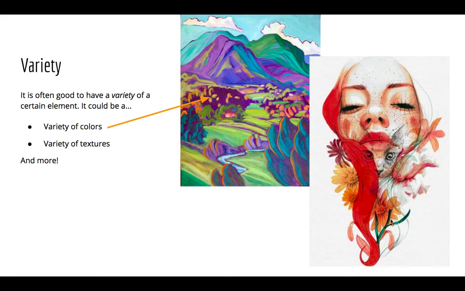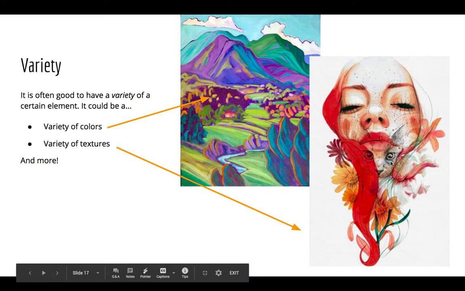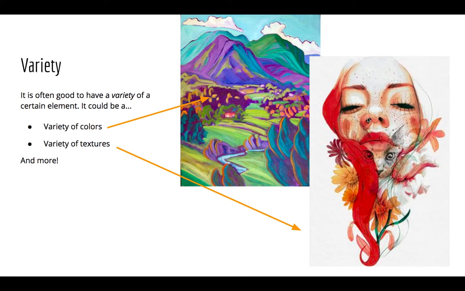Variety. There could also be a variety of textures. What we're seeing over here in this piece, there's like a feeling of texture with the hair in comparison to the flowers. Feels a little bit different. There's more lines going on versus in her face, we have these freckles, which also creates a different texture. And there's different textures going on in this painting as well. So you can have a variety of literally any of the elements. You could have a variety of value. You could have a variety of shapes, of form, any of them. They all work. And you want some of that in your piece.